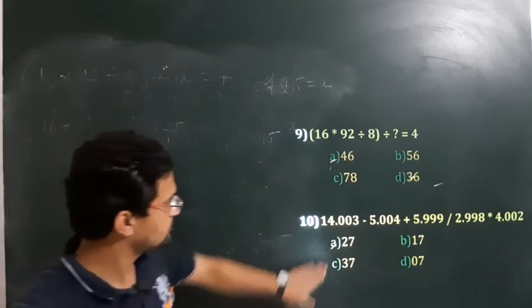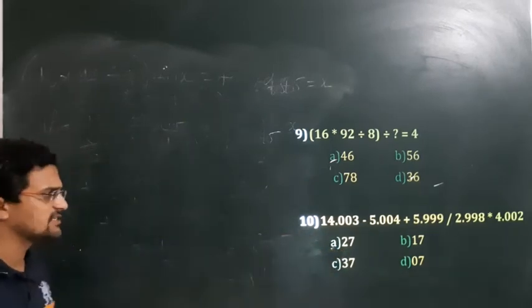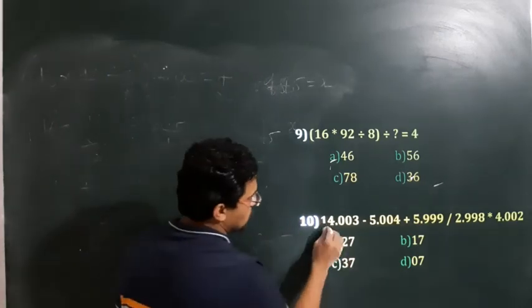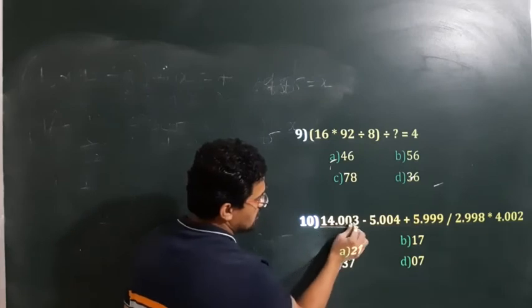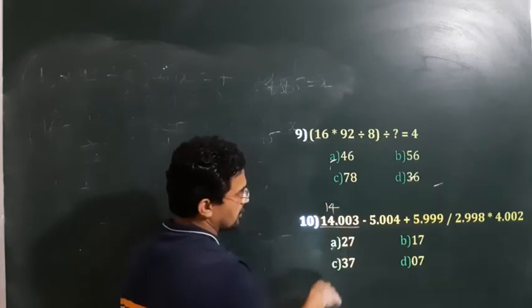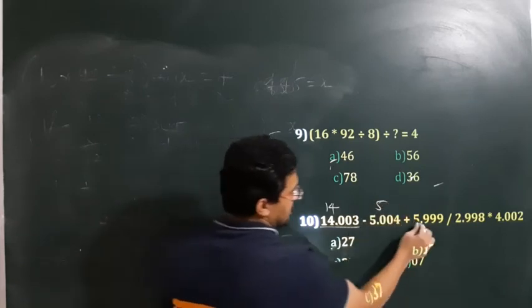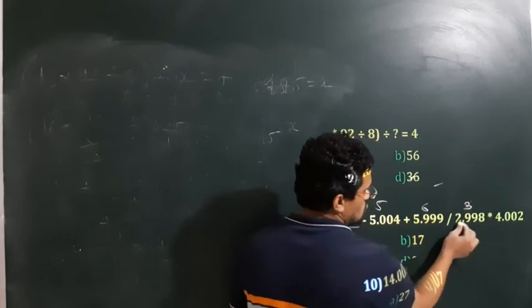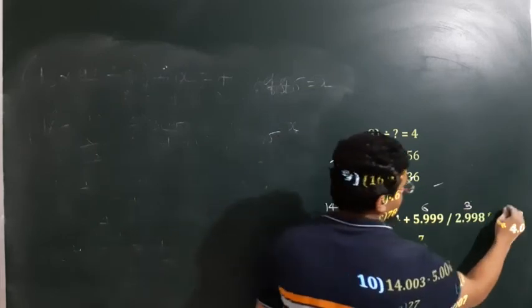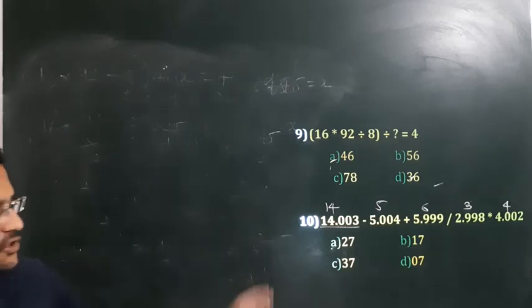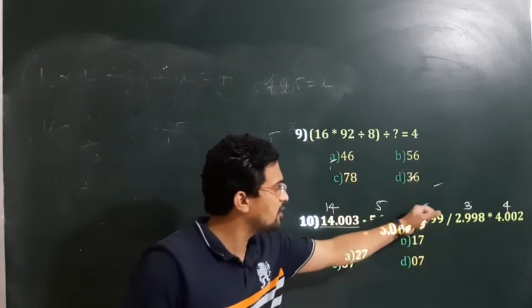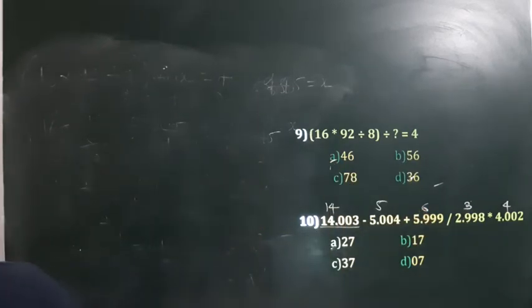This one I leave to you, very easy. They ask for the approximate value. Approximate means you don't take this 14.003; you take the nearer number, 14. Here it is 5.9, which is near to 6, so take 6, divided by 3, because 2.9's nearest number is 3, and here you have to take 4. Automatically you will get the answer. So for approximate, forget about the decimal point and take the nearest number. Okay, next.